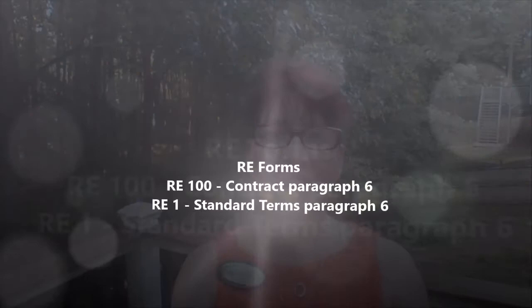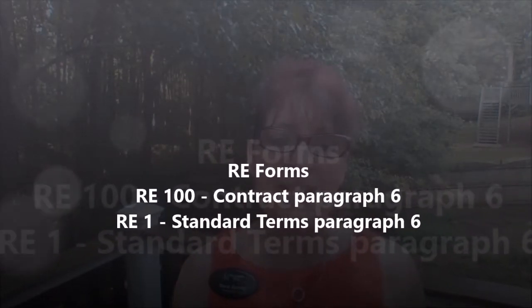In the RE forms, the contingency itself is spelled out in the purchase and sale agreement, which is RE 100, in paragraph 6, contingencies. 6.2 is the appraisal contingency, and 6.3 is the financing contingency. That is further explained, and the consequences are spelled out in the standard terms, which is RE1, in the 6.2 and 6.3 paragraphs that correspond to the purchase and sale.